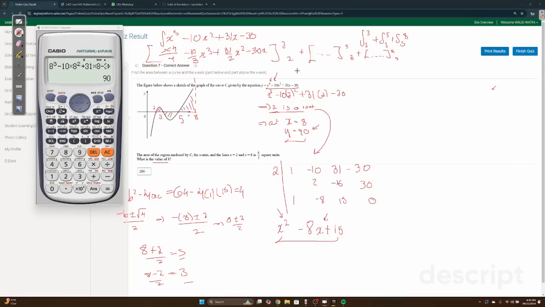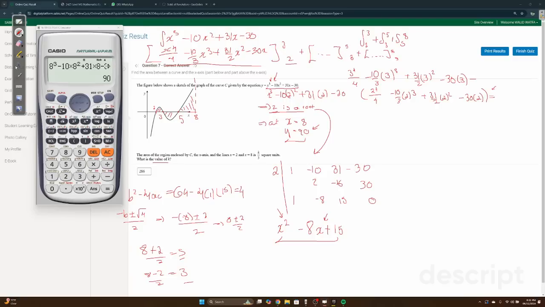Okay, let's do it. From 3 to 2, I'm going to start over here. Substitute 3: 3 to the power of 4 over 4, minus 10 over 3 times 3 to the power of 3, plus 31 over 2 times 3 to the power of 2, minus 30 times 3. Minus, open your bracket, now substitute 2. So 2 to the power of 4 over 4, minus 10 over 3 times 2 to the power of 3, plus 31 over 2 times 2 to the power of 2, minus 30 times 2.